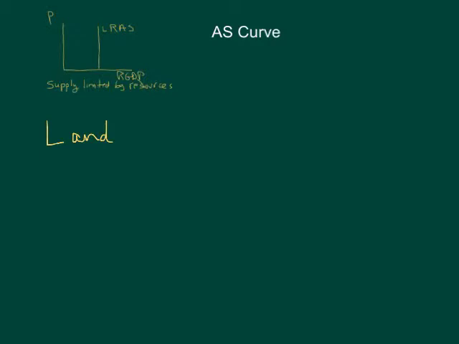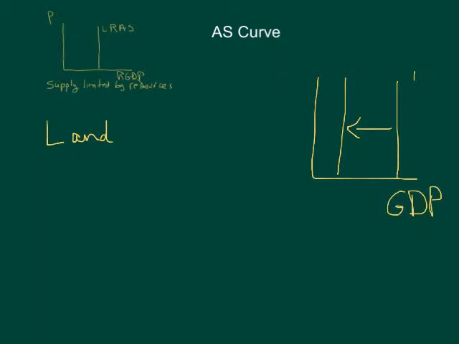Land is all of our natural resources. And so if something happens to destroy a natural resource in an economy, it's going to shift the long-run aggregate supply curve to the left. So here we have curve 1. It'll shift to the left here, illustrating a shrinking economy. Okay, so that's why it's important to take care of our natural resources.